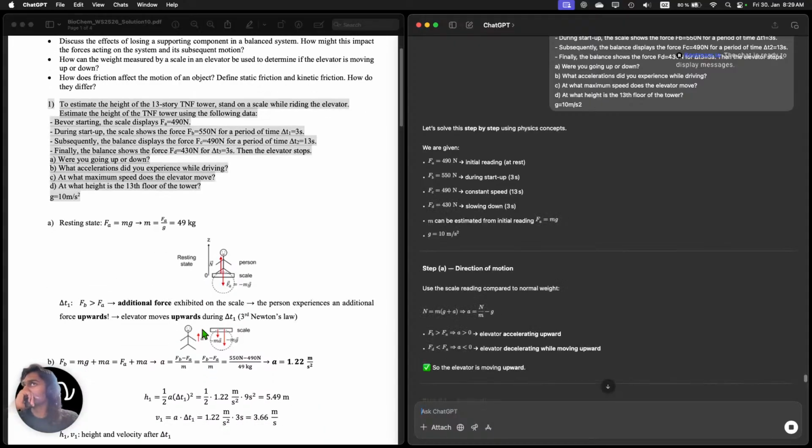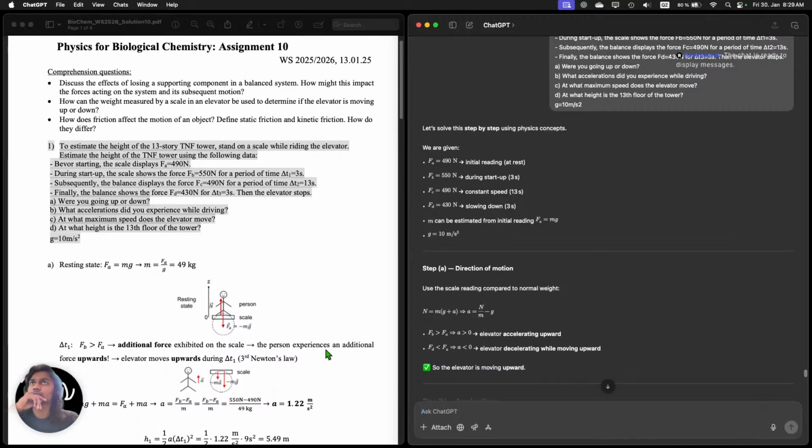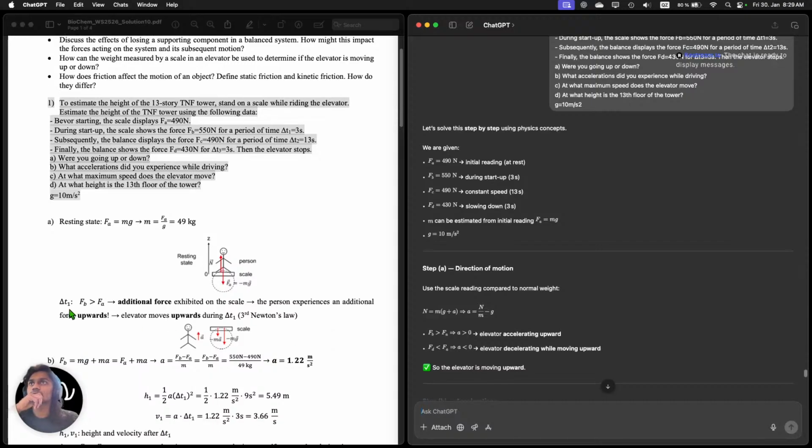Resting state: F_A equals mg, with mass 49 kilograms and g about 10 meters per second squared. During T1, F_B is greater than F_A, an additional force exhibited on the scale. The person experiences an additional force upwards. The elevator moves upwards during T1.